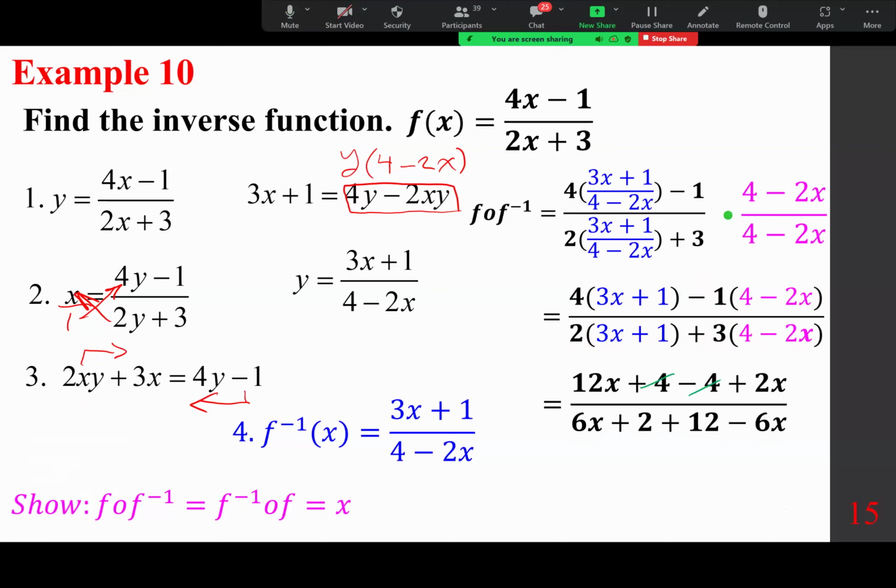So the numerator is 14x. The denominator is 14. The answer is x. It's a proof we've come up with the correct answer.